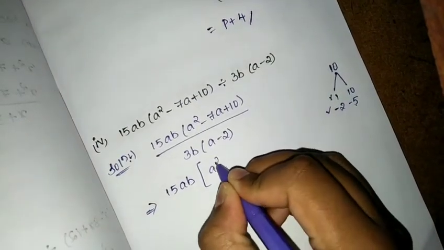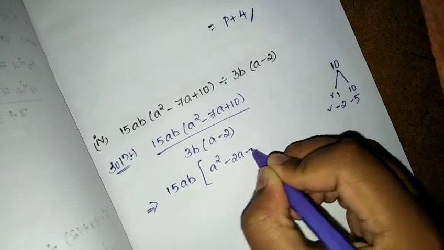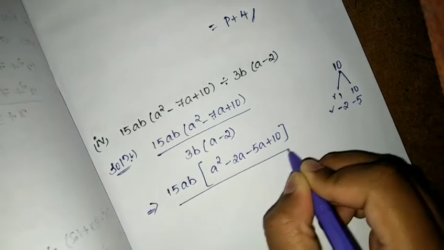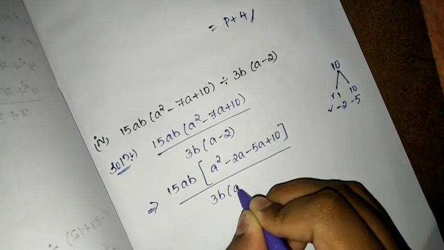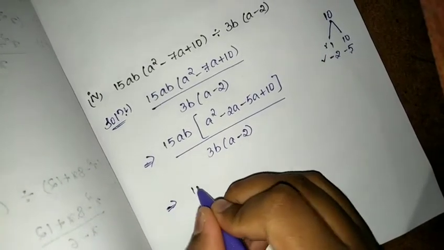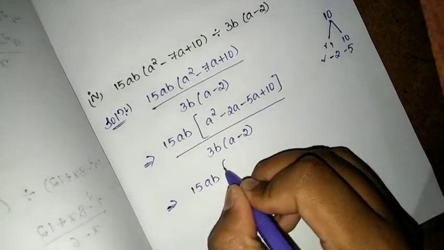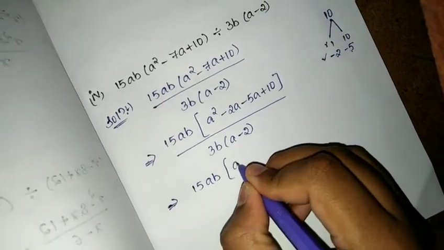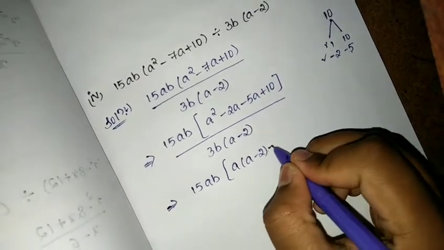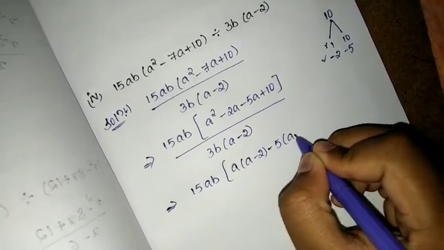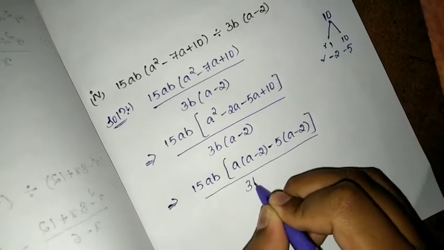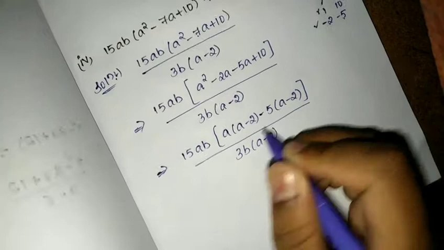That means a square minus 2a minus 5a plus 10 divided by 3b into a minus 2. Next step is 15ab. From these two terms we can take a common, then we have a minus 2. From these two terms we can take minus 5 common, then we get a minus 2, divided by 3b into a minus 2.